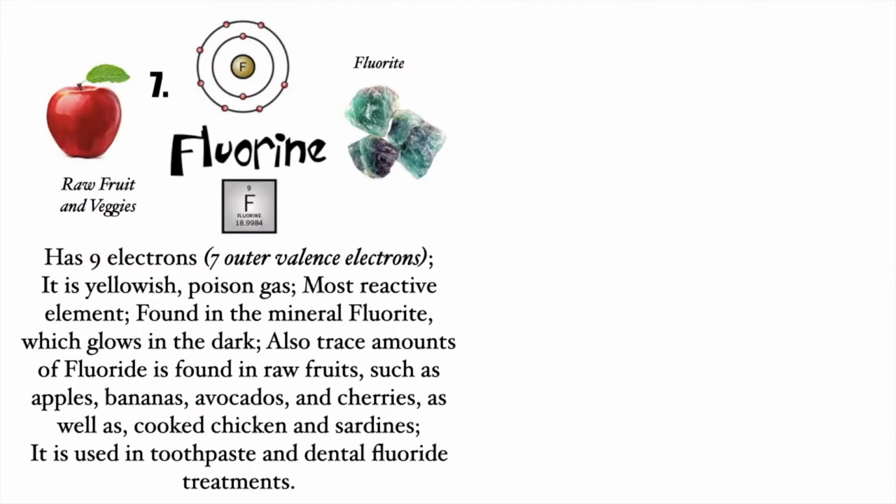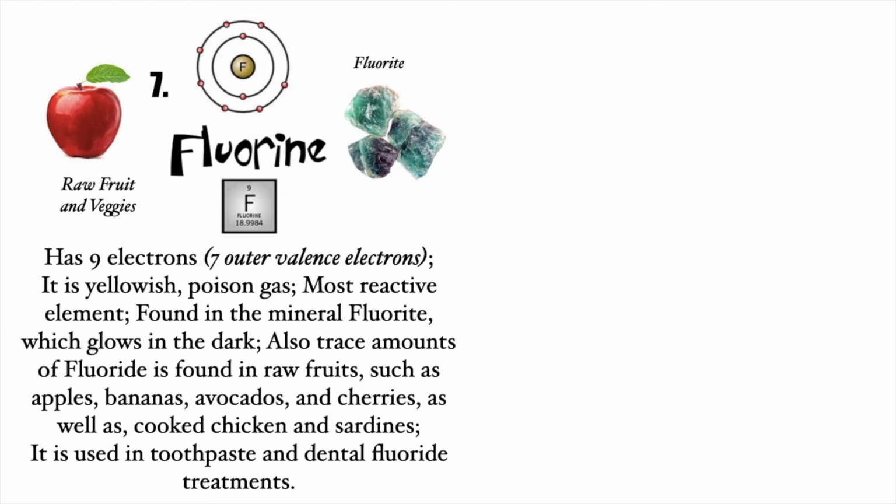Now we have fluorine, which is the element. You might have heard the word fluoride, which is the ion. And then we have the word fluorite, which is the mineral. Now fluorine is going to be a yellowish poisonous gas, and it is going to be the most reactive. It does contain 9 electrons, so 2 in the first level, 7 in the outer level. So that means it wants to have one more electron to be complete, so it will make a bond.